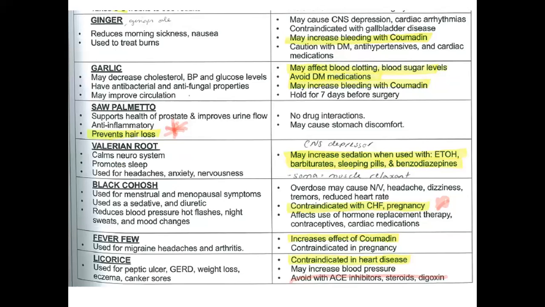Now garlic. So garlic may decrease the cholesterol or blood pressure, blood glucose level. They have antibacterial properties. They have antifungal properties. And they also improve the circulation. But what we have to know?